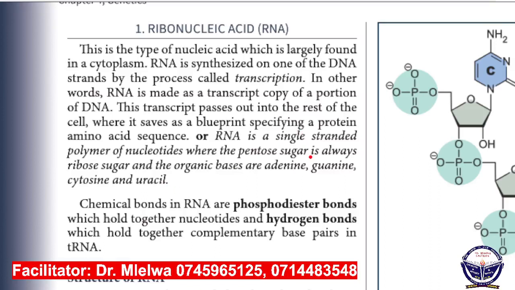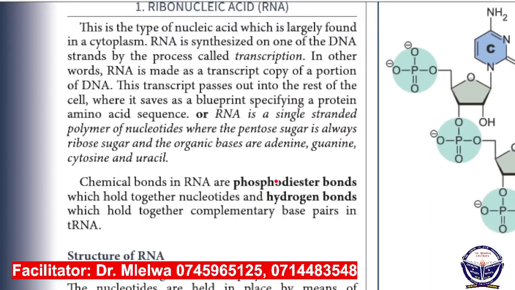Where the pentose sugar is always ribose. Pentose sugar tulisoma kwenye kipindi kilichopita. Na organic bases hapa tunayo adenine, guanine, cytosine and uracil. So kwenye RNA hatuna thymine, tuna uracil badala ya thymine. Tukienda kwenye DNA, in place of uracil we have thymine. Kwa hiyo wakati hii copy ya DNA inatengenezwa, pale sehemu ambapo alitakiwa akae thymine anakuja kukaa uracil. Unaona? Kwa nini inakaa uracil? Because this is an RNA molecule.